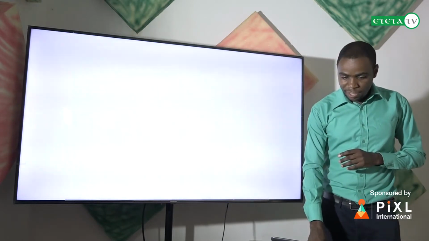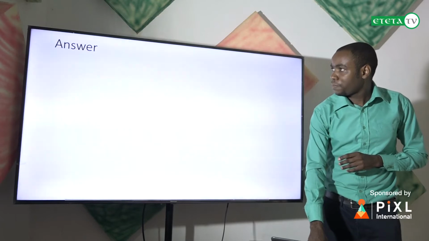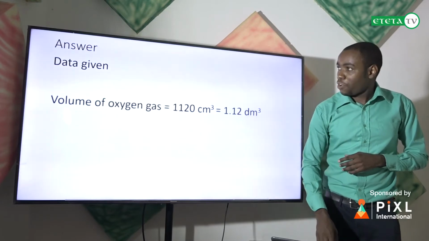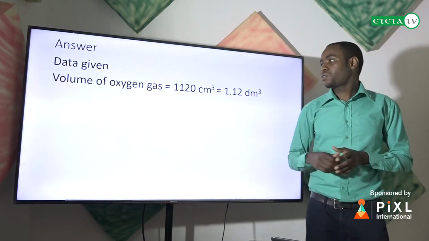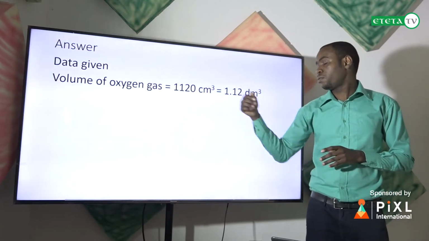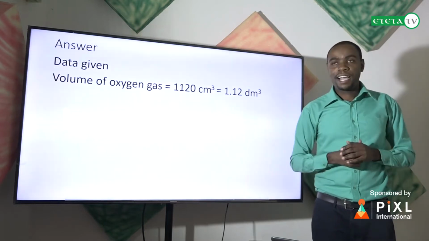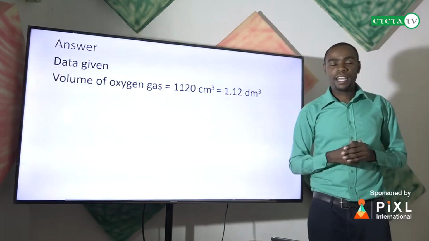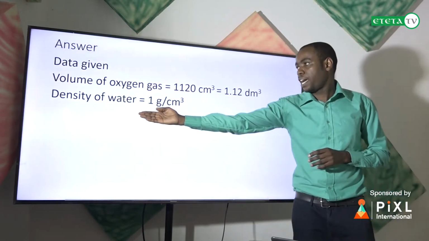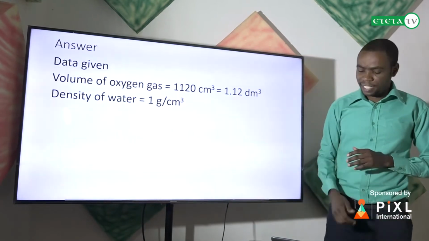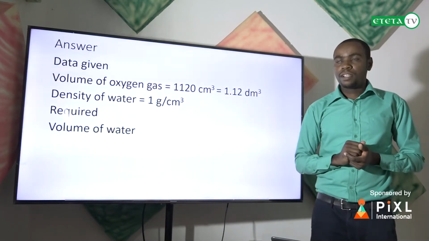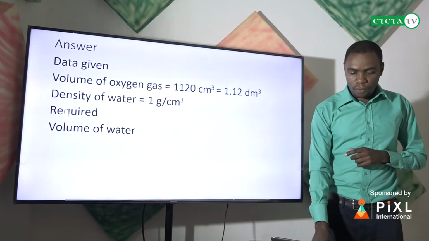As I said, to calculate the mathematical questions of chemistry, the first thing is to write the data which you have been given. Here, what you have been given is the volume of oxygen, which is equal to 1,120 centimeter cube. Now, you have to convert this to decimeter cube, which is equal to 1.12 decimeter cube. But also you have been given the density of water, which is 1 gram per centimeter cube. Now, what is required is the volume of water.